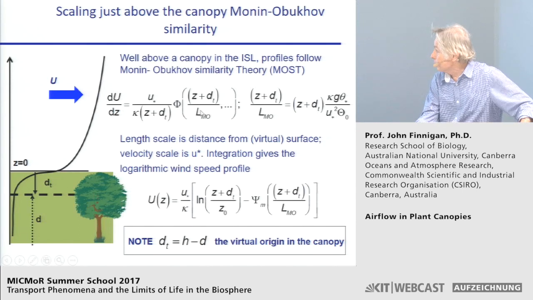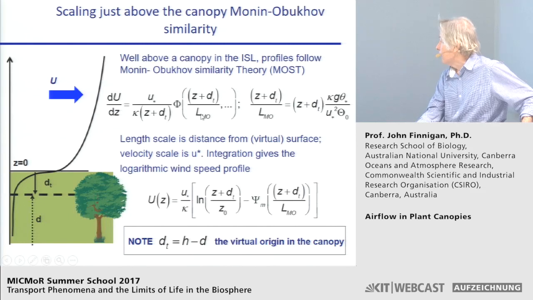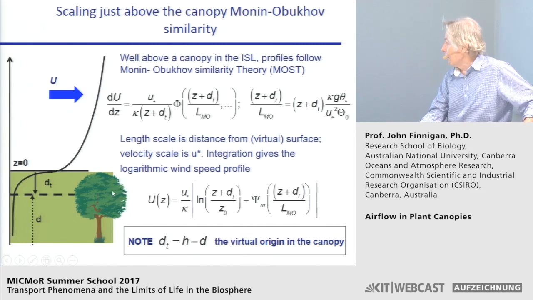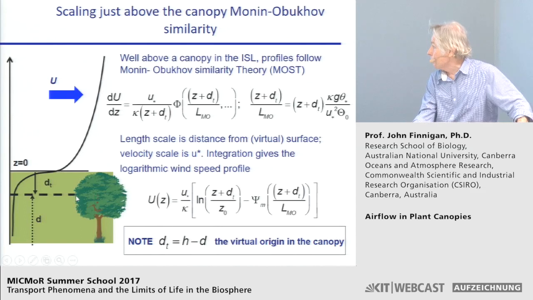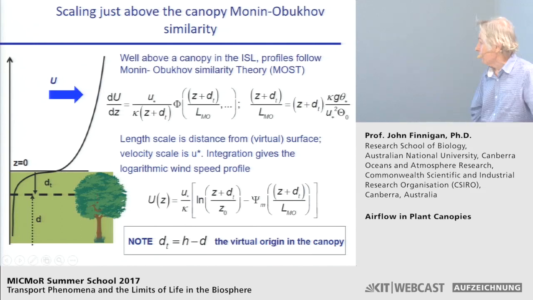And we have a phi function which depends on z, now a new z relative to the virtual origin, and the Obukhov length, and so we go. The length scale is now the distance from the virtual surface, the velocity scale is still u star, and we get the velocity, the log profile, when we integrate all this.